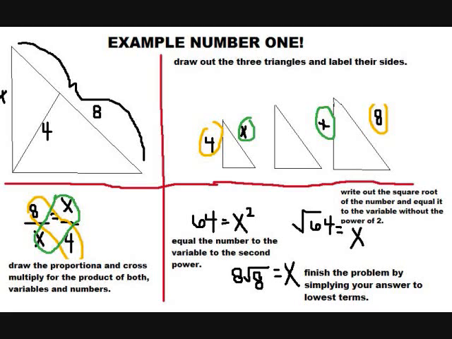Then you're going to equal the number to the variable to the second power. So 8 times 4 is 64, so you would equal it to x to the second power. Then you write out the square root of the number and equal it to the variable without the power of 2. So the square root of 64 equals x. Then you finish the problem by simplifying your answer to lowest terms. 8 square root of 8 equals x.